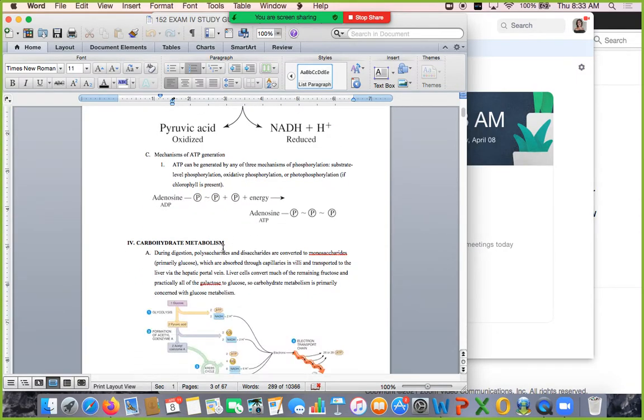The next one is showing ATP generation, and at this point you should pretty much know that ATP is created from ADP plus a free phosphate and energy. When ATP loses its phosphate, energy is released, and it goes down to ADP and a free phosphate, depicted here.